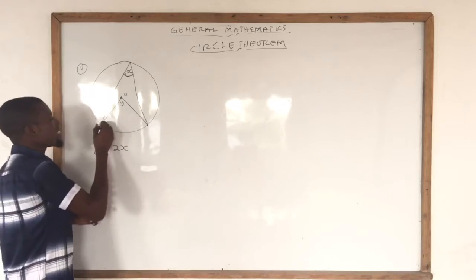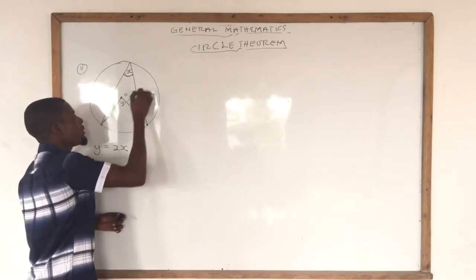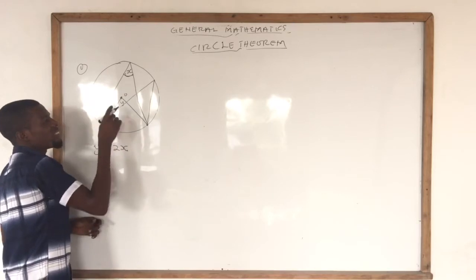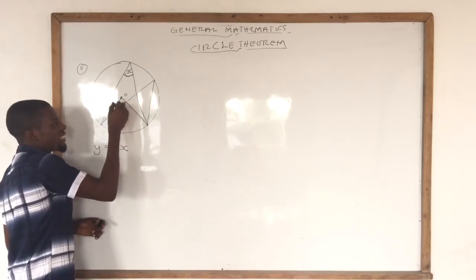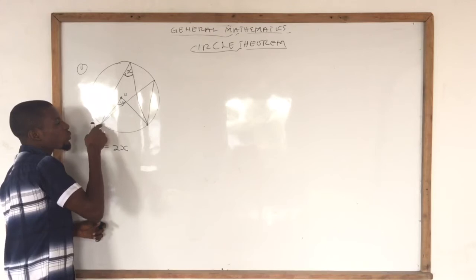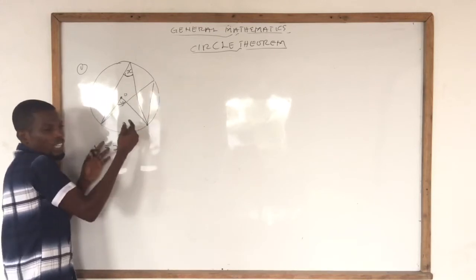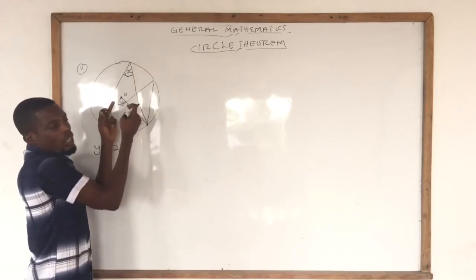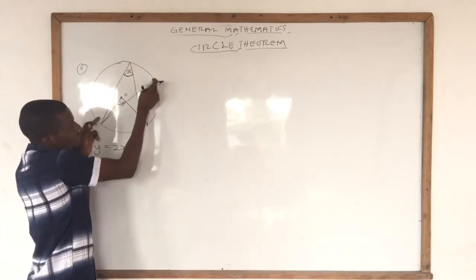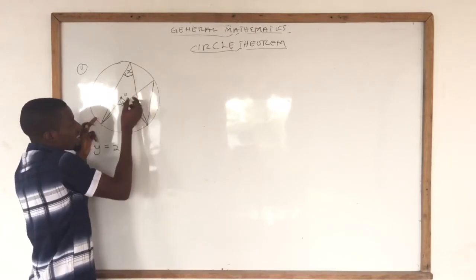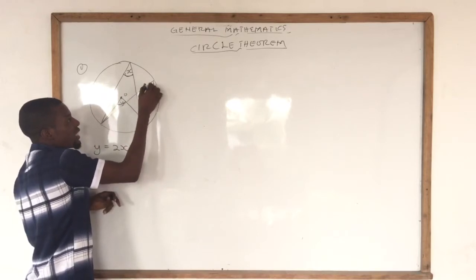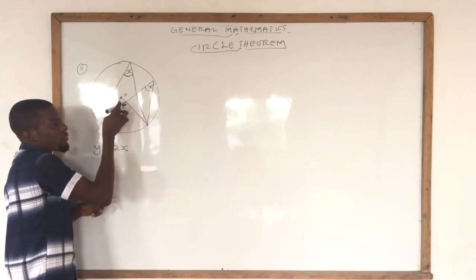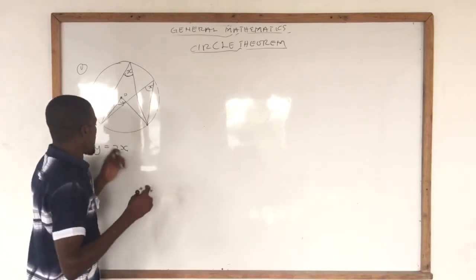Now, this is where students get confused. It can even be just something like this. Once this one is at the center, and it's the same point, and once this one is touching the circumference, it's not necessary for it to be above this particular one. Once this one is at the center and this one is touching the circumference, then still, if this is x, this becomes 2x. So if this is 20, this becomes 40. Are you getting that? That's the first one.